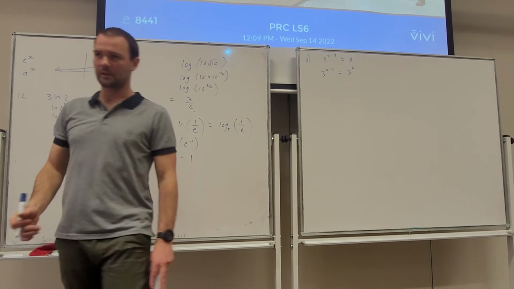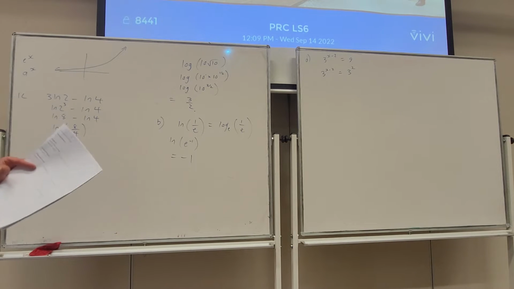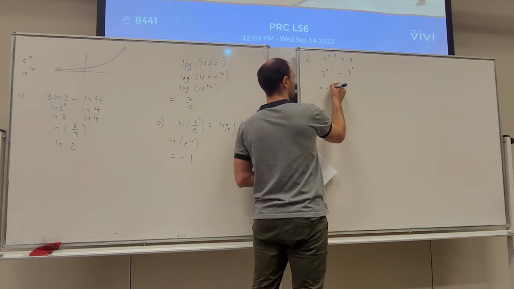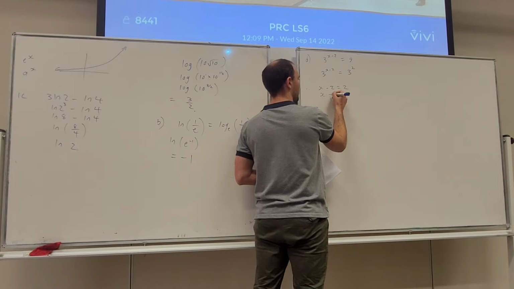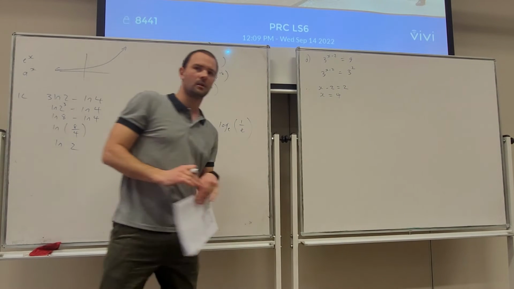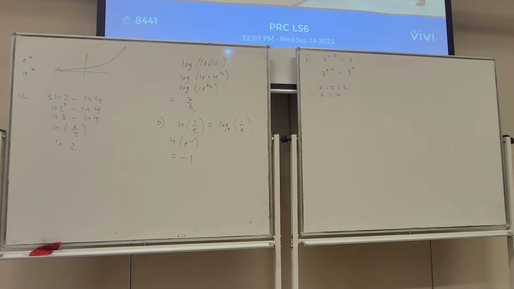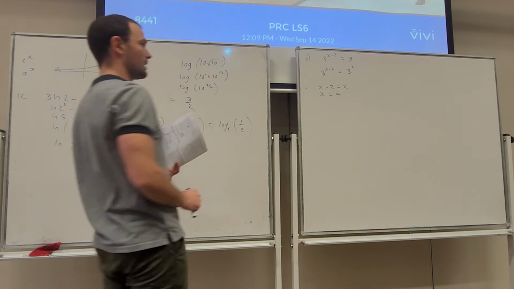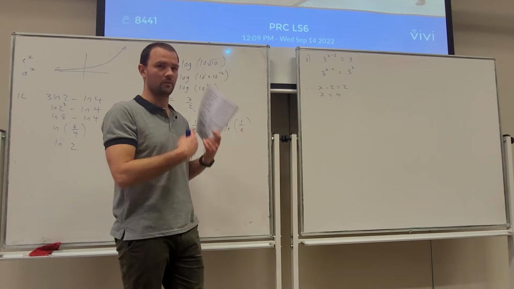9 can be written as 3 squared, and because the bases are the same, therefore the powers are the same. So therefore x take 2 equals 2, and we would have x is 4. So that's one way we can solve this, by equating the bases and then equating the powers. The other way, we're going to solve this same equation, but we're going to do it using logarithms.